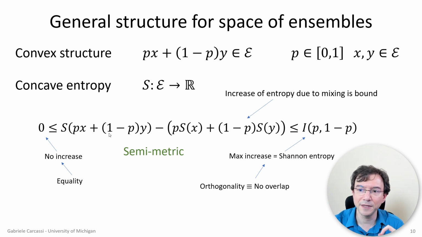But the entropy is strictly convex, meaning that the only case when you're mixing two things and the entropy doesn't go up is when the two elements are actually the same elements. So the no increase is equality, so the entropy knows about the equality.